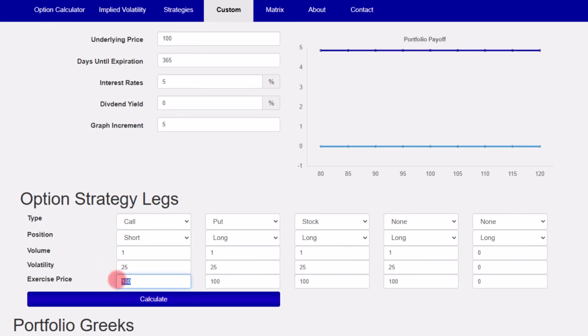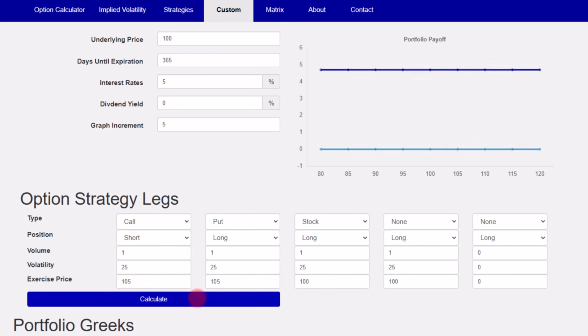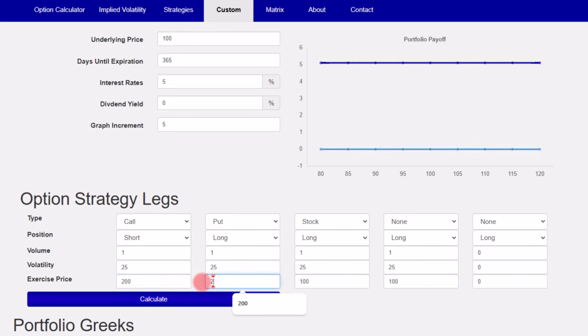So if we make this, let's say, the 105 call and the 105 put, we're going to see we'll get a little higher return because now we're discounting it from 105. And there you can see our line went a little bit above $5 right there. Now we can make it a little more exaggerated. Let's go to 200 and 200. Now we're going to double.